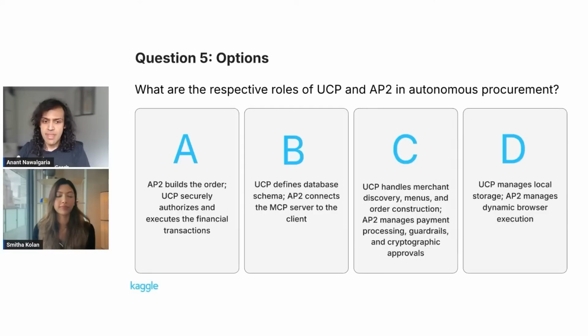B, UCP defines database schema where AP2 connects the MCP server to client; C, UCP handles the merchant side of things where AP2 manages the payment side of things; or D, UCP manages local storage where AP2 manages dynamic browser execution. The correct answer will be shown in 3, 2, 1, and it's C. UCP handles the merchant side of things where AP2 manages the payment side of things. And that brings us to the end of the pop quiz.